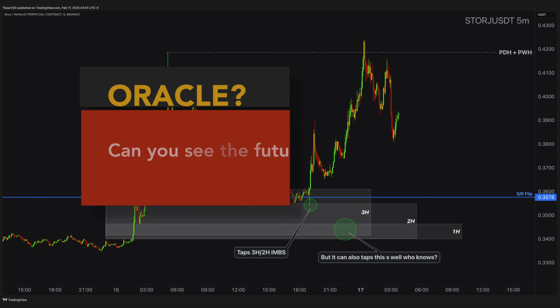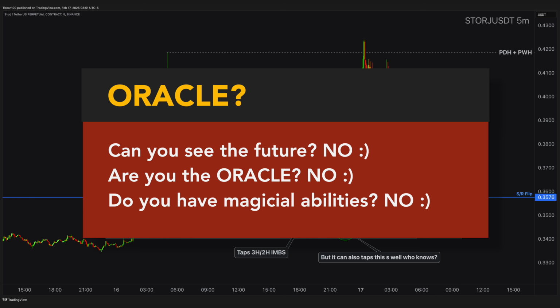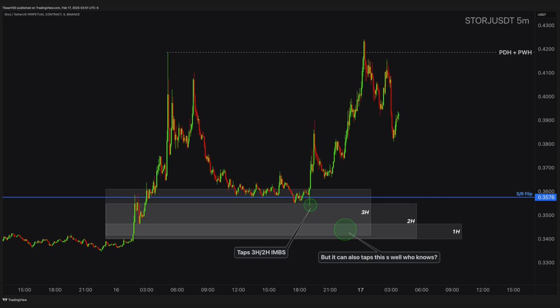Okay, can you see the future? I don't think so. Are you the oracle from Matrix? No, I don't think so either. Do you have kind of magical abilities to guess what will happen next? I'm not sure you can. So, you have no idea what will happen next. Price can easily deep dive here into this 1 hour imbalance area before the rally. Nobody knows the future. But what really happens here?